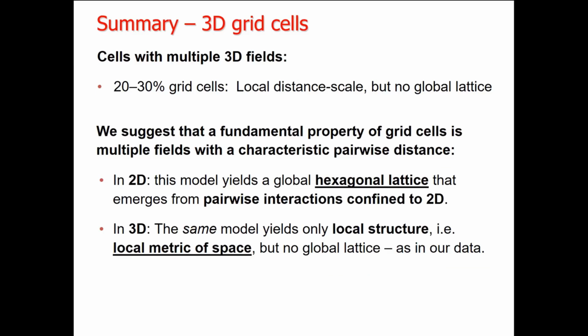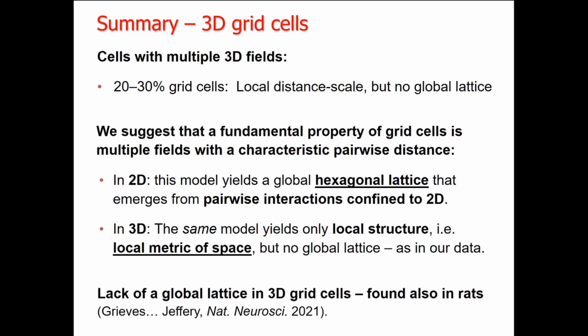And in 2D, this model automatically yields a global hexagonal lattice. So if you confine the model to a 2-dimensional surface, you'll automatically get a hexagonal lattice, as is seen experimentally in 2 dimensions in both rodents and bats. On the other hand, in 3D, the exact same model yields only local structure, these local distances, or a local metric for space, if you will, but no global lattice, as in our 3-dimensional data. And let me just say that this lack of a global lattice in 3D grid cells was also found in rats.